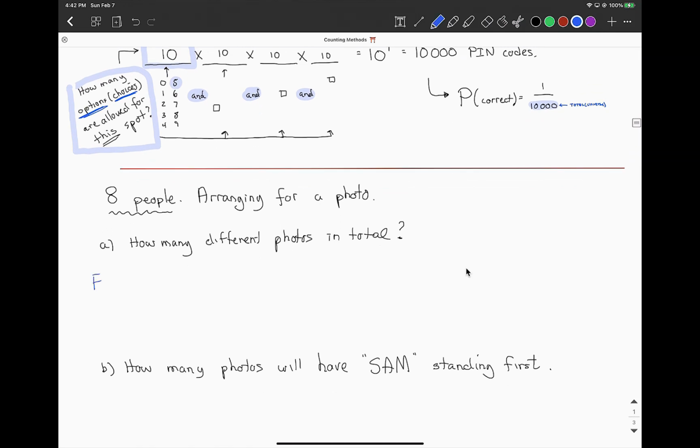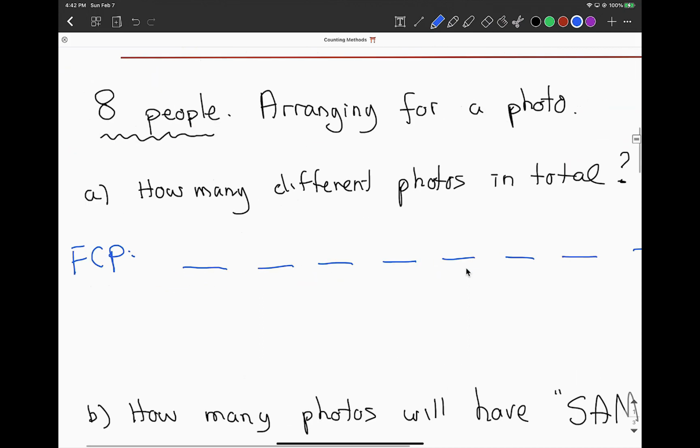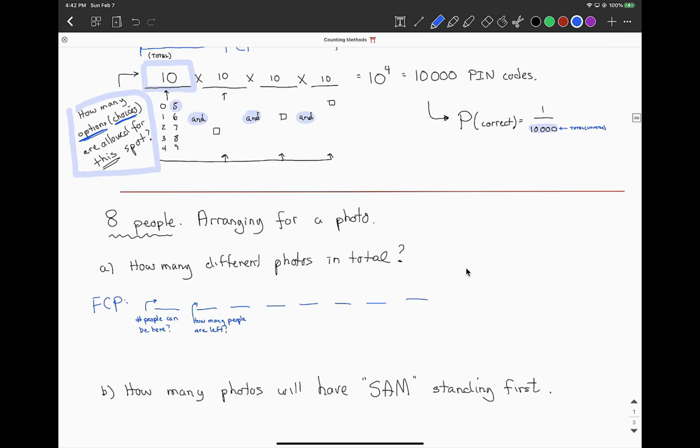So setting up my counting principle, I would be going spot by spot, person by person, and every single part of the way I would be saying, well, how many people can be here? And then how many people are left and can be here? And the logic that we have to use is to go a little bit past this idea.